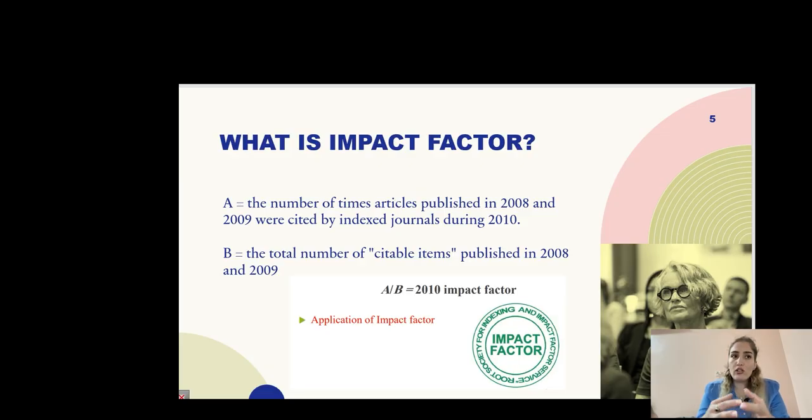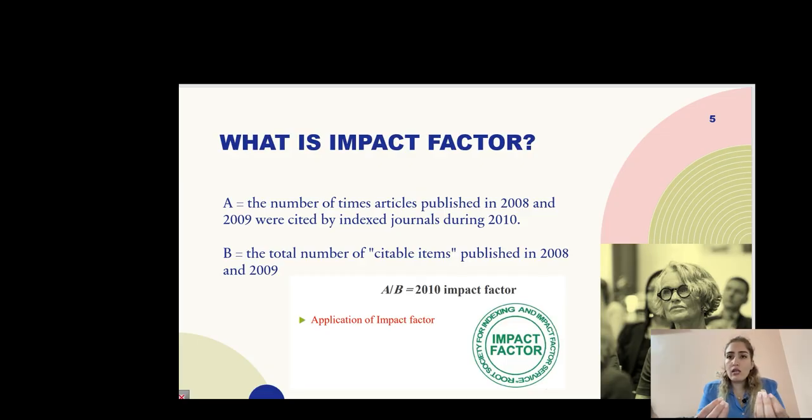To understand the difference between with and without impact factor, we should know what impact factor is. Impact factor is a number that starts from zero, and the higher a journal's impact, the higher the number. For example, if the journal is very good and highly impactful, you will find the impact number is very high.